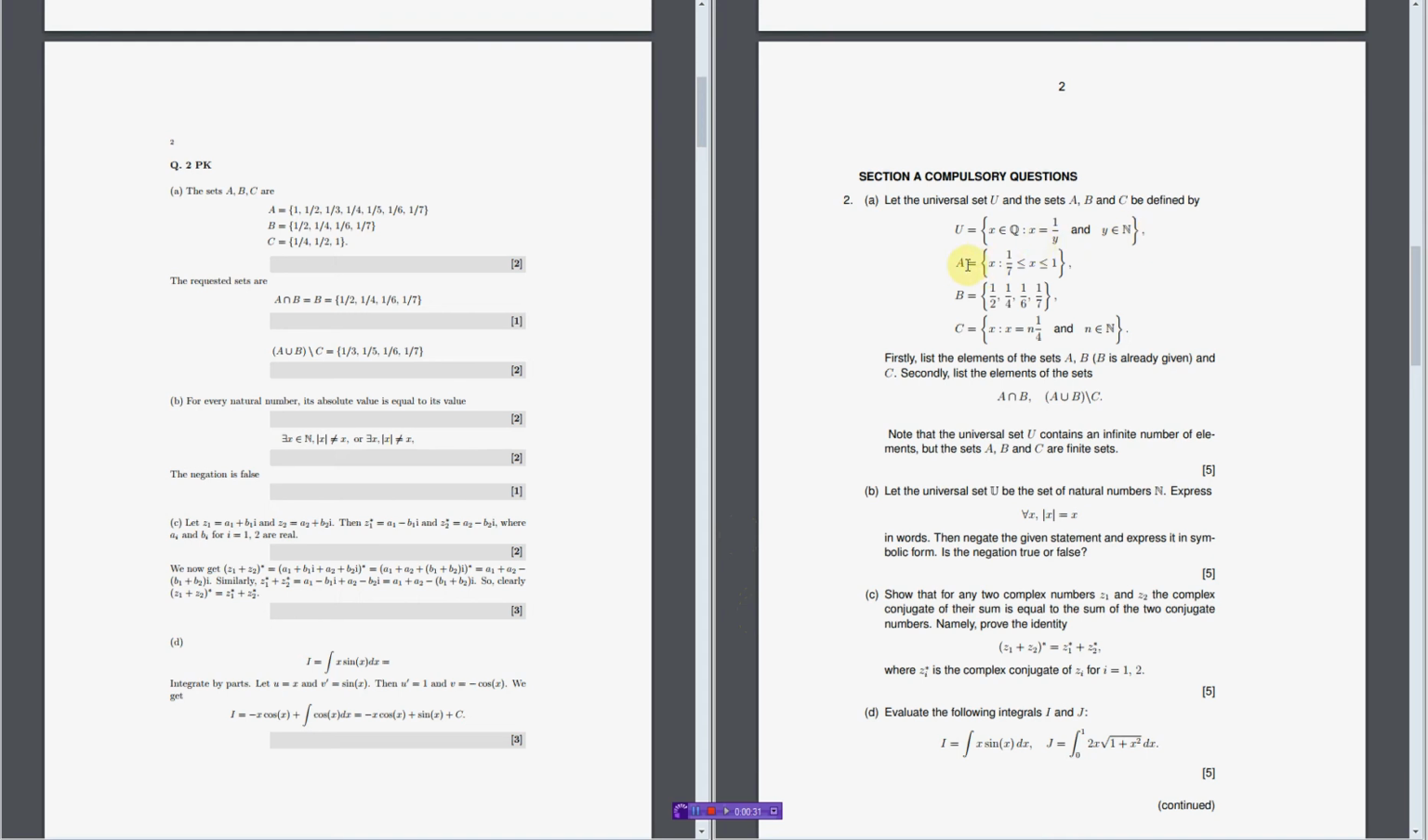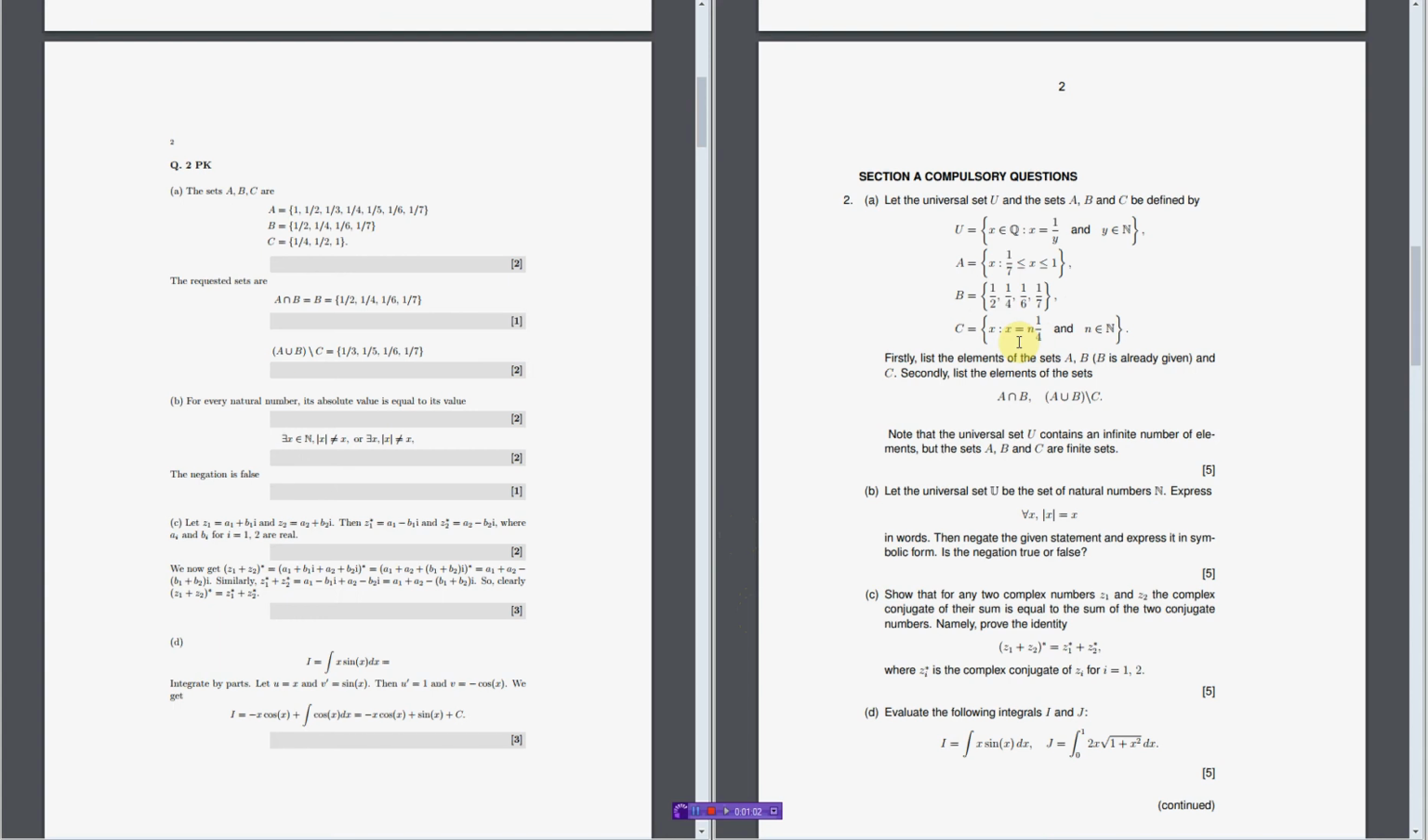Then we have 3 sets, A, B, and C. A consists of all those x in the universal set between 1/7 and 1, inclusive of the endpoints. B consists of these 4 numbers, 1 over 2, 1 over 4, 1 over 6, 1 over 7. And C consists of all those x, again implicitly from the universal set, which are natural number multiples of a quarter.